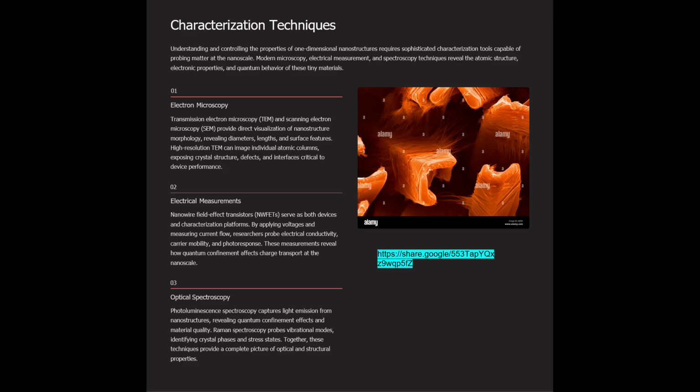Electron microscopy. Transmission electron microscopy and scanning electron microscopy provide a direct visualization of nanostructure morphology, revealing the diameter, length, and surface features. High resolution TEM can image individual atomic columns, exposing crystal structure, defects, and interfaces critical to device performance.